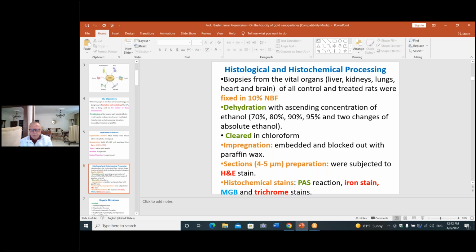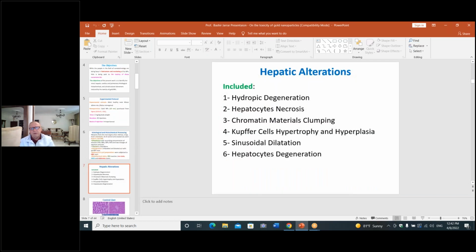Moreover, we used methyl green pyronin. This is to find if there is any change in the DNA and RNA. In addition to that, we stained some slides by trichrome to find if there is a change toward fibrosis in the tissues of some organs.